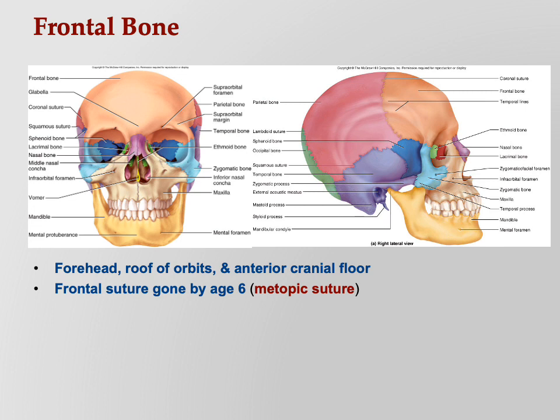So sometimes if you find a small skull and you can see a metopic suture, that means it may be the skull of someone who died before the age of 6.